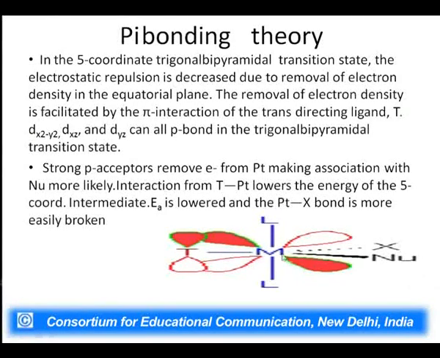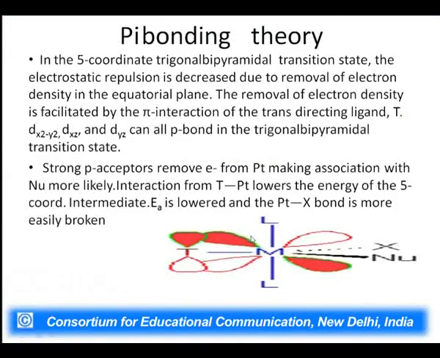As a result, the bond strength between the metal and the ligand that is trans to this group decreases, so that it can be easily broken. So the removal of electron density is facilitated by the pi interaction of the trans directing ligand. Here dx square minus y square, dxz and dyz of the metal can form bonds with the p orbital of the ligand, and this will result in the stabilization of the trigonal bipyramidal transition state. So as a result, what we obtain is stabilization of this state.